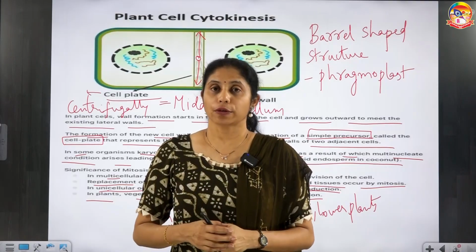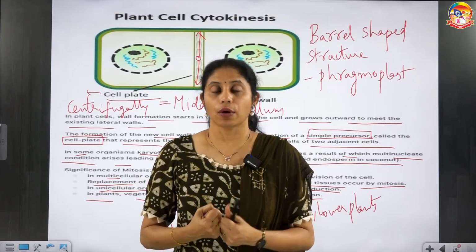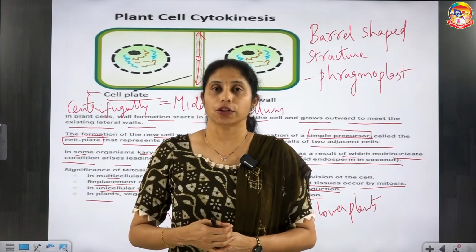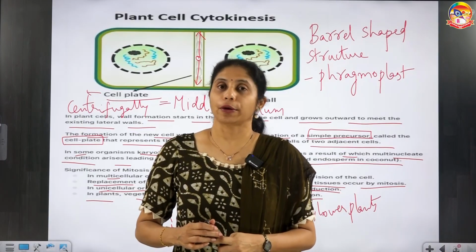So by the end of mitosis, one parent cell will divide into two daughter cells which are exactly identical, and they can further continue the division. That's all about mitosis.